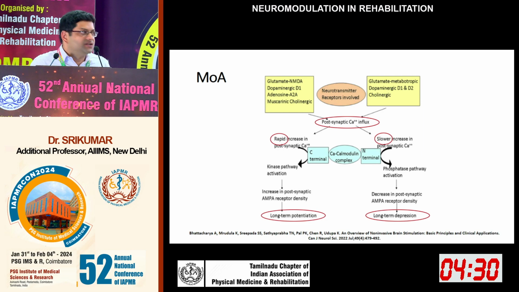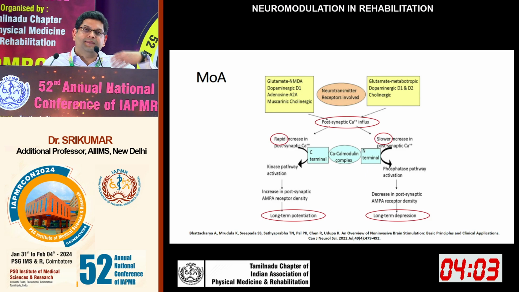The mechanism of action is through the long-term potentiation or the long-term depression. This depends upon the type of receptors that are stimulated, but not exactly the type of receptors. Even with the same receptor, you can see glutamate, NMDA, or for example, the dopamine D1 and the dopamine D2. Both are the same receptor that is stimulated, but the outcome is different. And this happens because there is a postsynaptic calcium influx, which can be either fast or slow, depending upon how you are stimulating the brain.